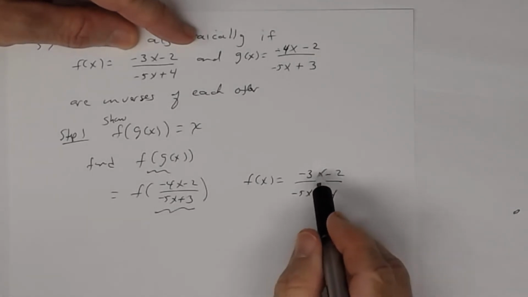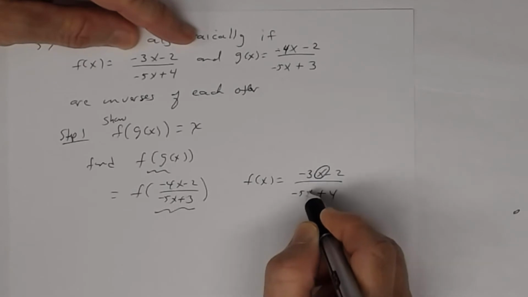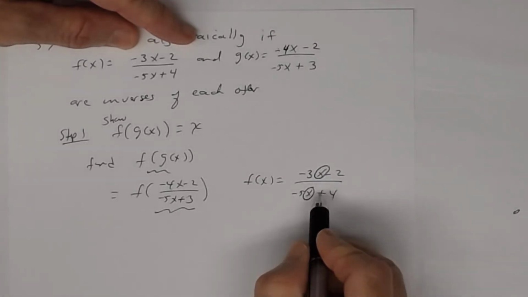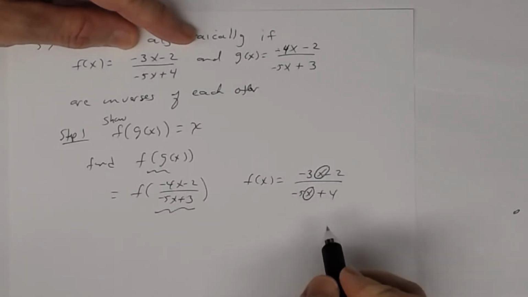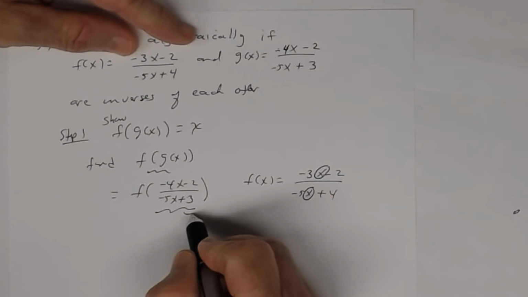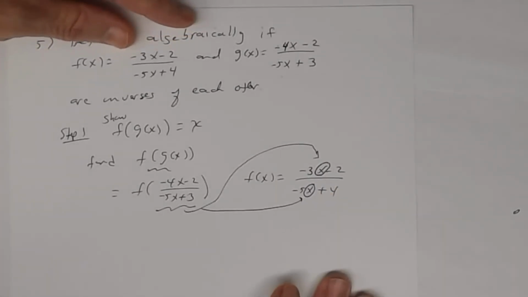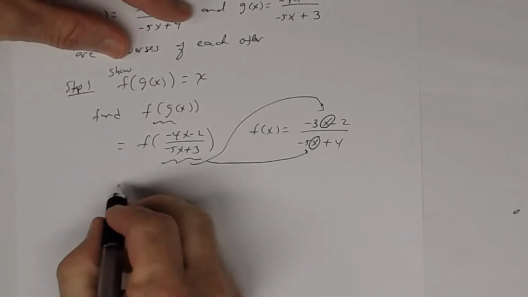Now remember, wherever I see the variable x, and I see it here and I see it here, be careful, don't let that scare you off. You can do this. In place of those two x's I have circled, I'm going to substitute that expression into both of those. Okay, so look at what we get.